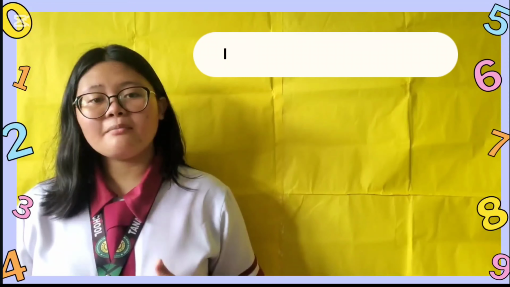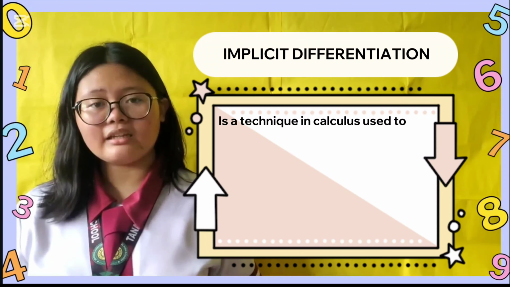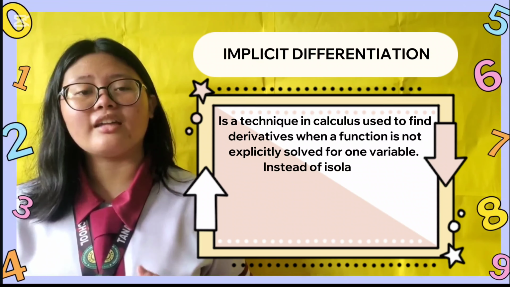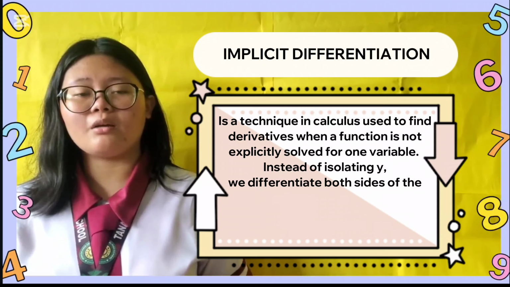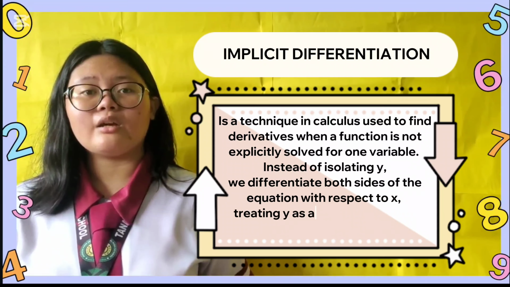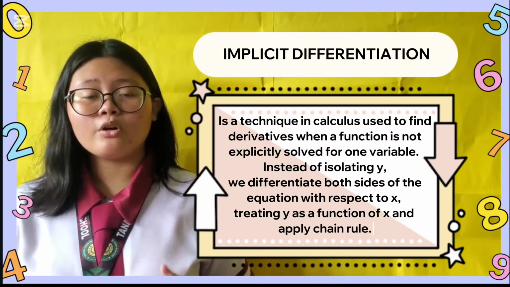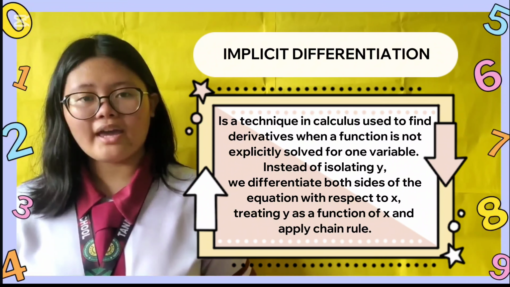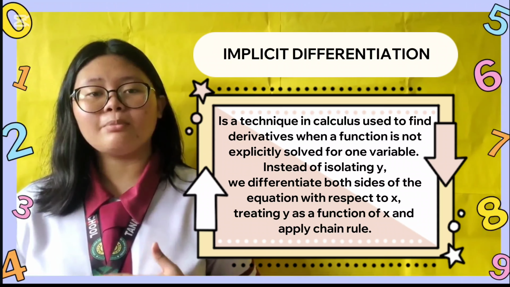Basically, implicit differentiation is a technique in calculus used to find derivatives when a function is not explicitly solved for one variable. So instead of isolating y, we differentiate both sides of the equation with respect to x, treating y as a function of x and applying the chain rule. Now we will move on to our 5 examples.